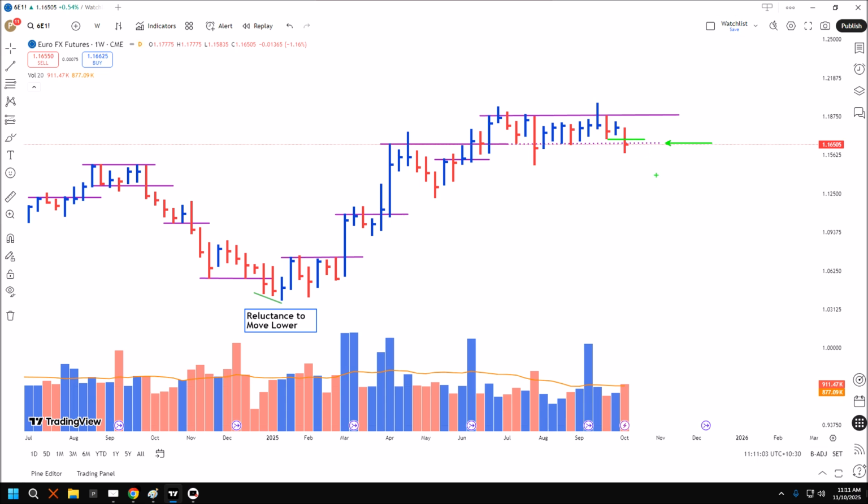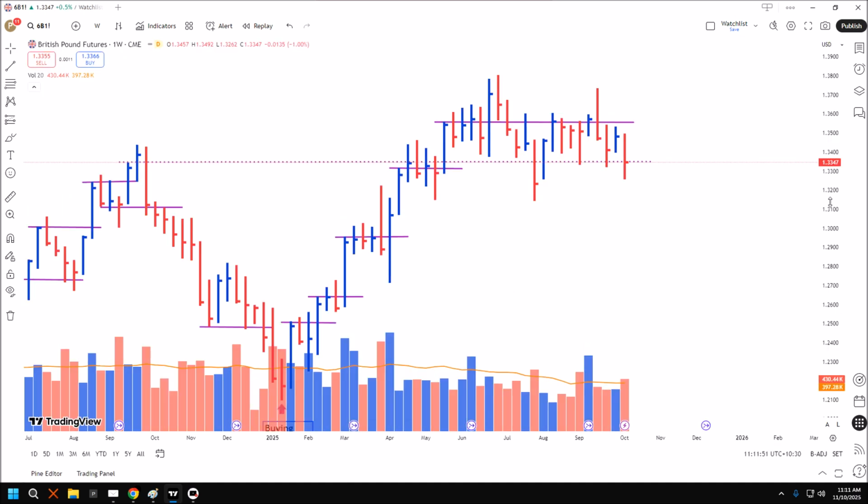I expect there'll be an attempt to consolidate here, but further strength in the US dollar may see price come down to this level. So we'll just see how that plays out. But at this point in time, the market's pulled back as expected, and it's closed at a logical level.